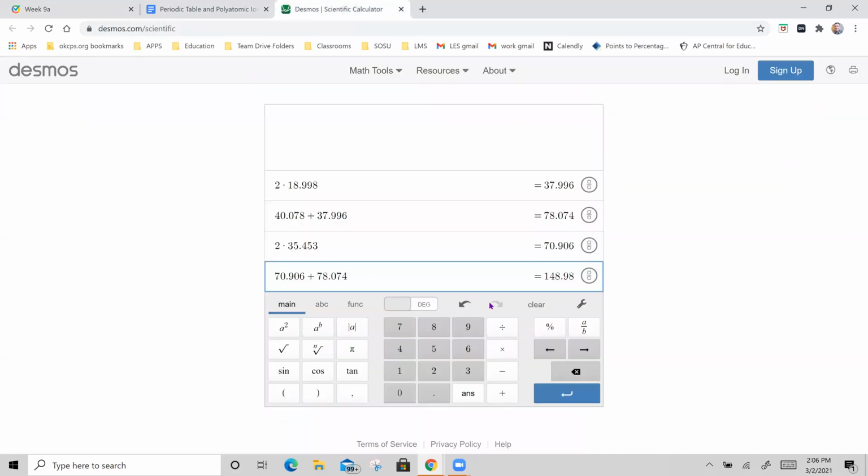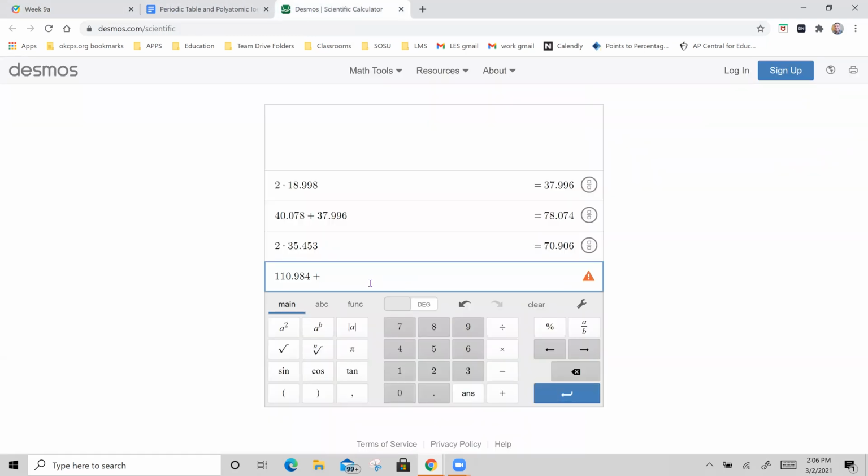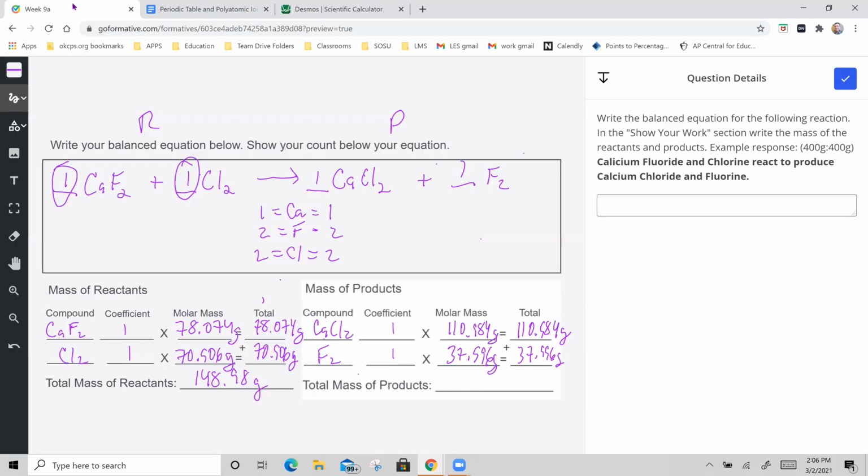We add these two together: 110.984 plus 37.996, and what we get is 148.98 grams. What do you notice about that? What is oddly strange? You should notice that the mass of the reactants is equal to the mass of the products, and this is consistent with the law of conservation of mass.